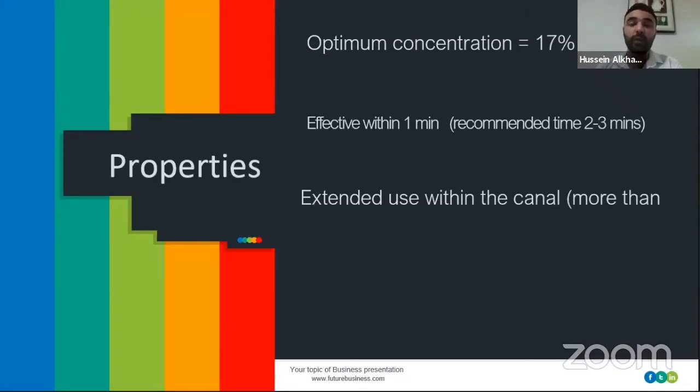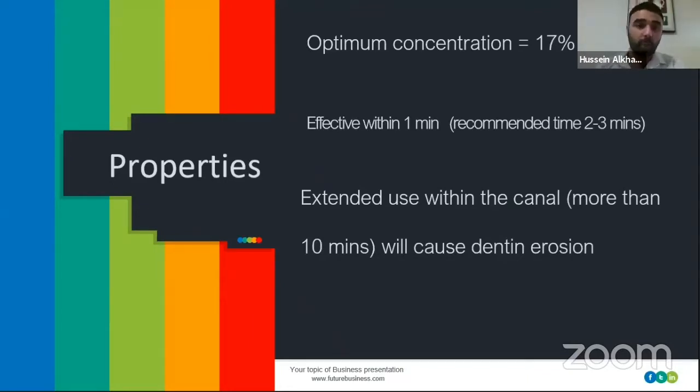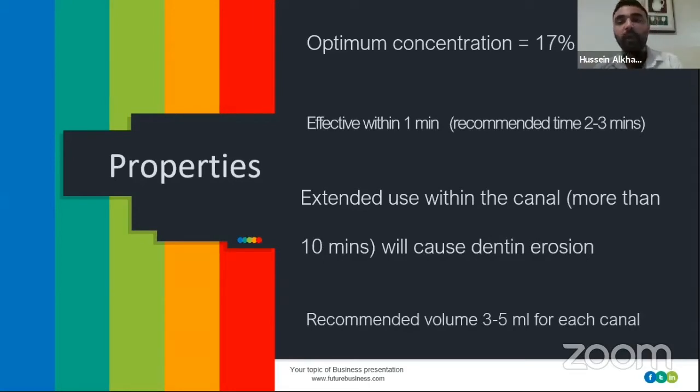Extended use of EDTA for a prolonged period will have some damaging effects on the dentine, such as erosion and increased dentine softening action, and these drawbacks should be avoided in our practice. So, as we said before, use EDTA for no more than 2 to 3 minutes and avoid prolonged use. The recommended volume for each canal is 3 to 5 milliliters.